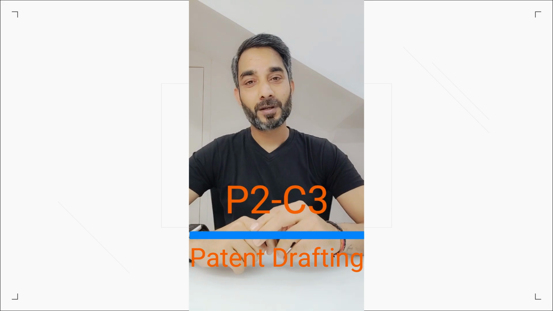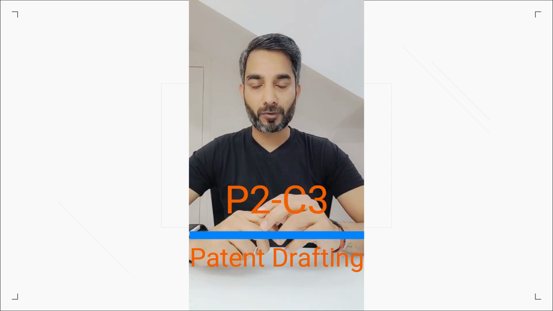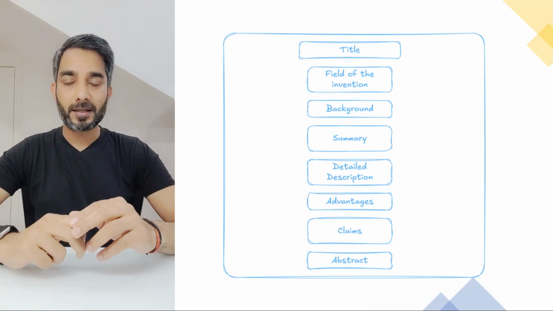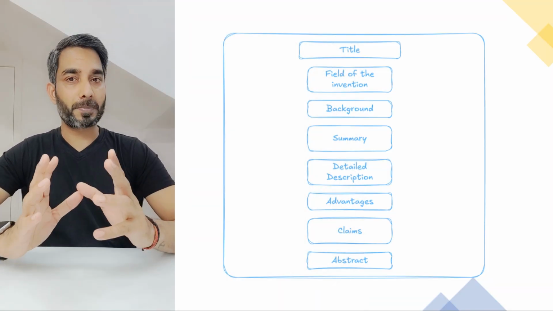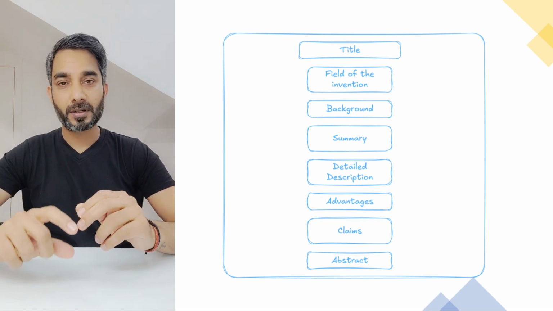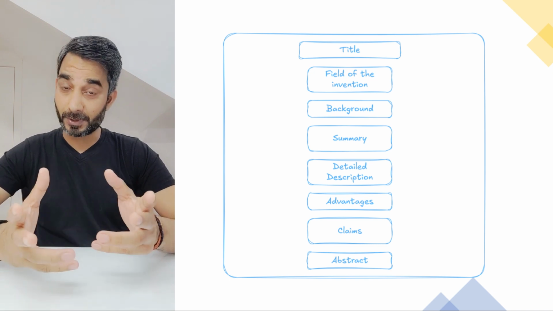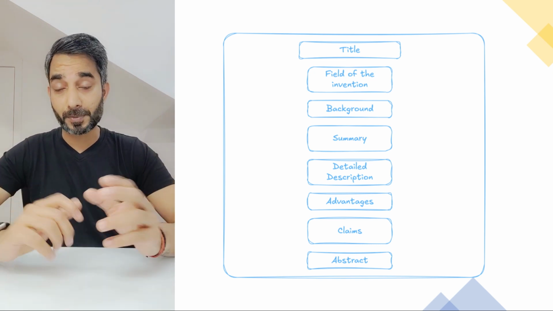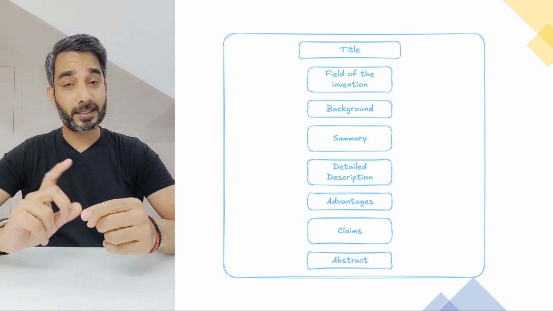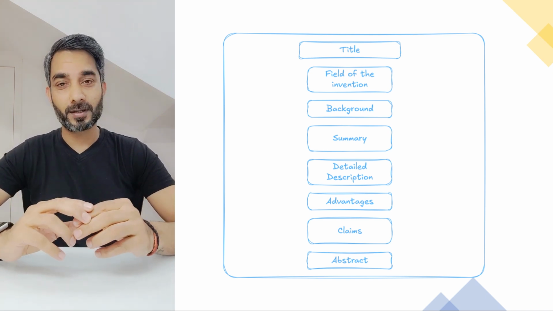How to. So before we jump into solving the questions, let's spend a couple of minutes recalling the sections of a patent application. As you can see, a patent application is divided into multiple sections. These are the title, field of the invention, background of the invention, the summary of the invention, the detailed description that you need to provide, the advantage sections, the claims, the most important one, and the abstract.